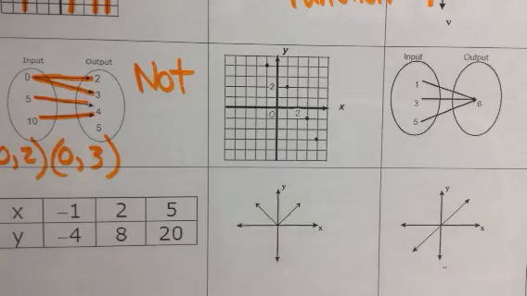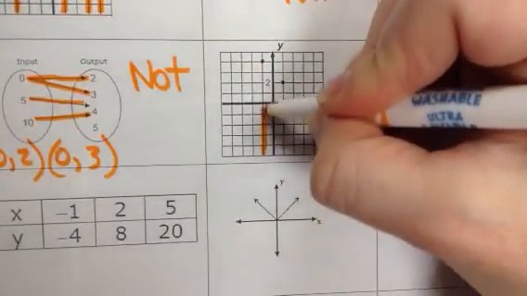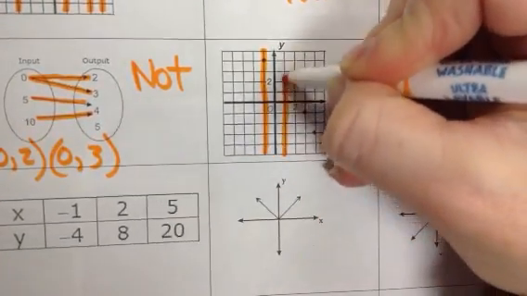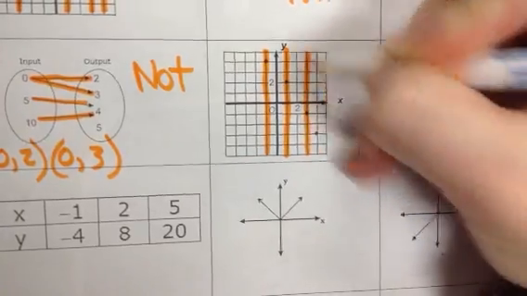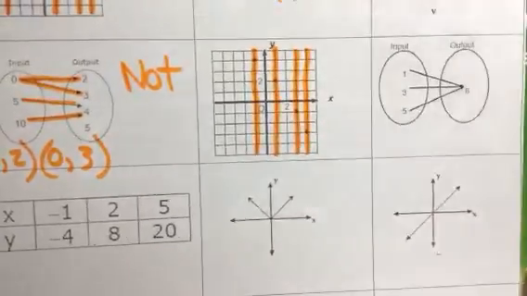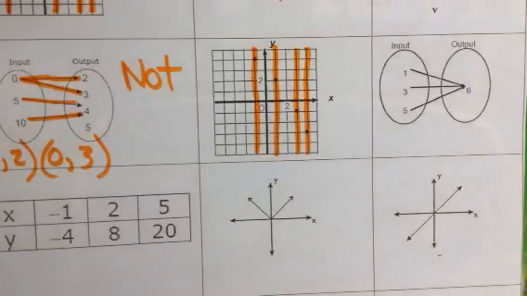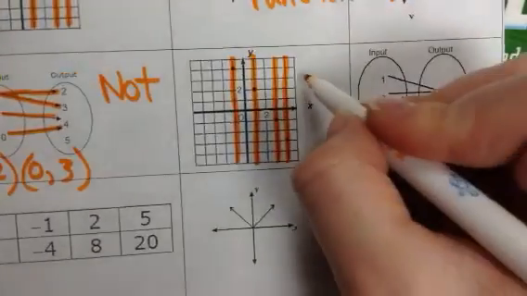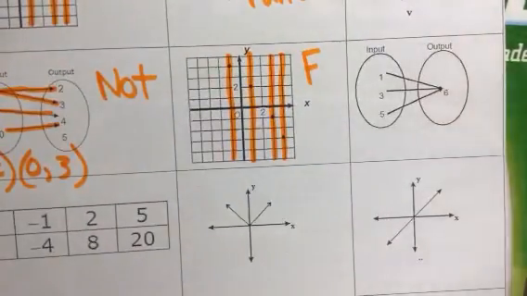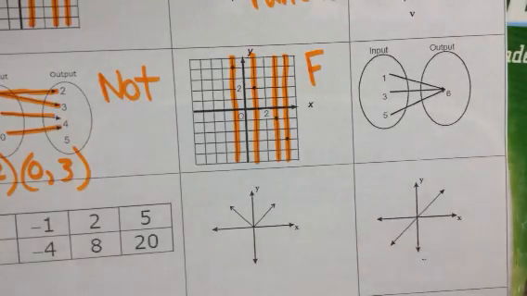I have another graph, so I'm going to do the vertical line test again. Anywhere they had a point, you want to draw vertical lines. And then if each vertical line only hit 1 point, that means that that x value does only have one y. So this one is a function, so you can just label it with F.